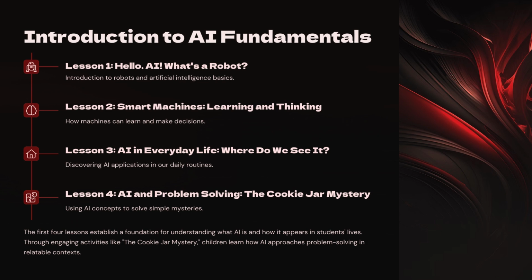Makes sense. Okay, so how does it begin? The first few lessons, lessons 1 to 4, are the fundamentals. Like, what even are robots and AI? How do machines learn or kind of think? And they look at AI that kids might already see, everyday stuff. And there's this activity, the cookie jar mystery. Yes, that one sounds great.